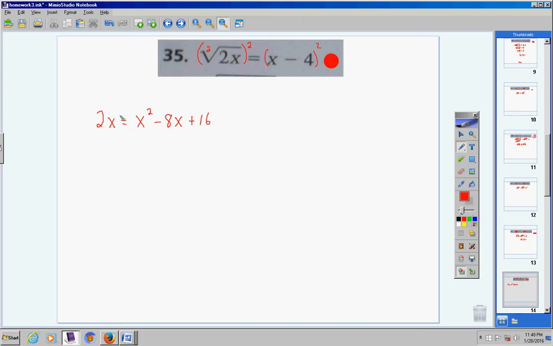You want to get one side equal to 0, so bring your 2x over and make it a negative 2x, okay? So we're left with 0 equals x squared minus 10x plus 16. So this is my A, my 1 right here. This is my B, and this is my C. Remember this wonderful formula.